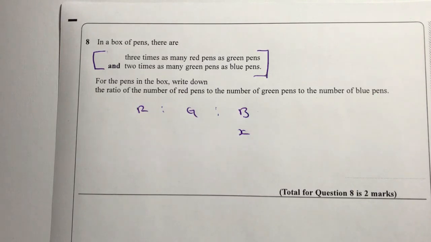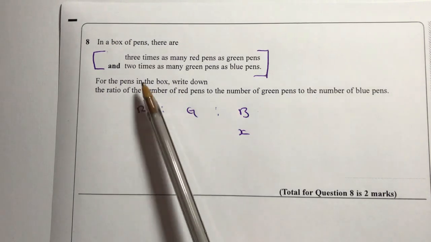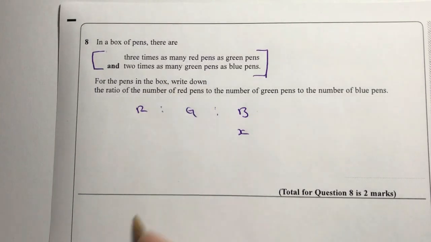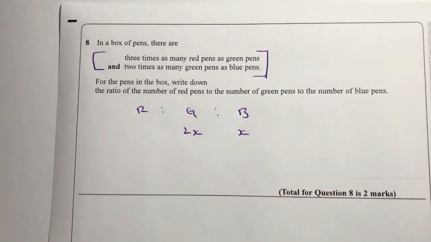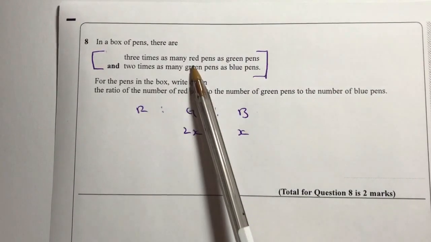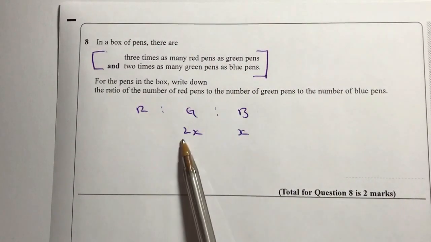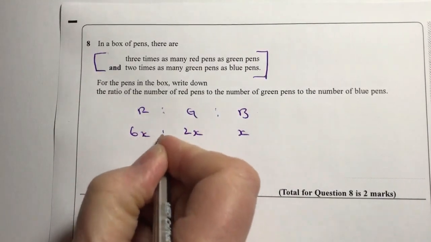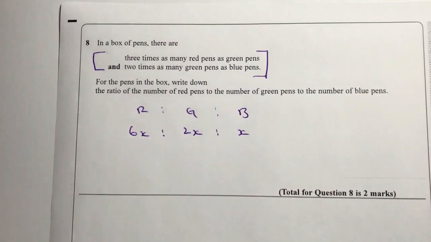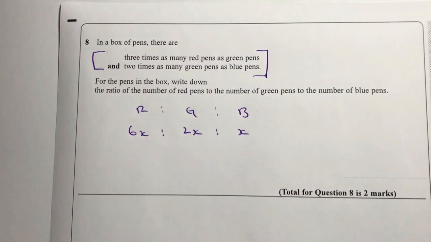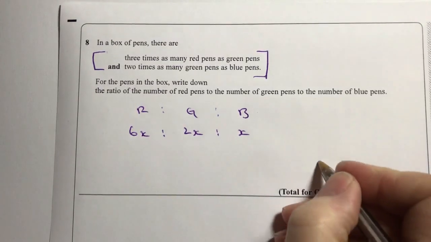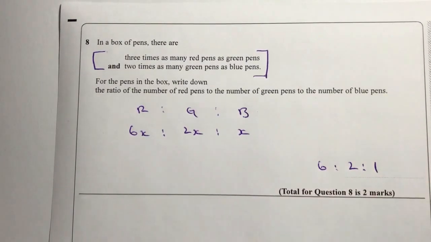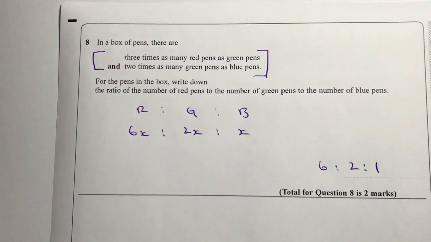Everything hangs off that value of the blue pens, because it tells you that there are 2 times as many green pens. Well, that would be 2x, and then there's 3 times as many red pens as green pens, so 3 times 2 is going to be 6 lots of x. So that's the key ratios, and for this question we can write that simply as a ratio of 6 to 2 to 1, and that's all we need for this type of question.